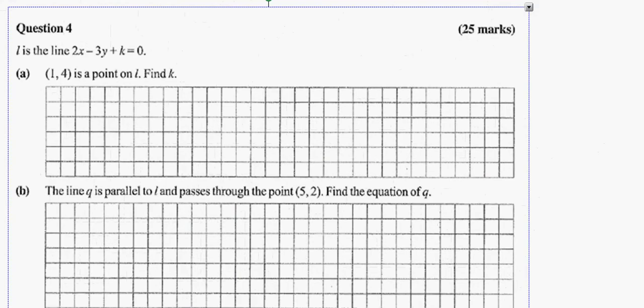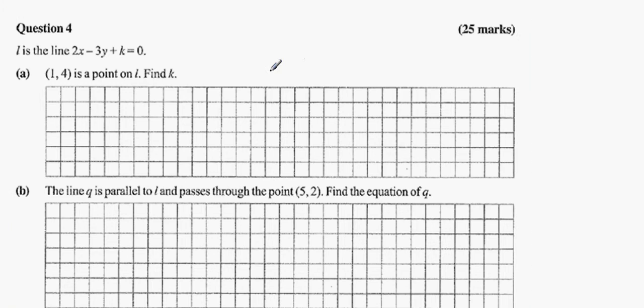Next question is question 4. (1, 4) is a point on L, find k. Now remember, if you have a line and a point is on the line, when you replace the equation of the line with this point, such as x equals 1 and y equals 4, the equation of the line must balance.